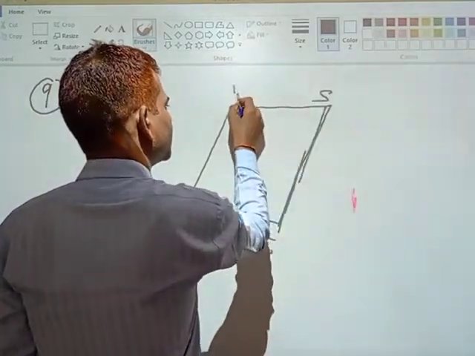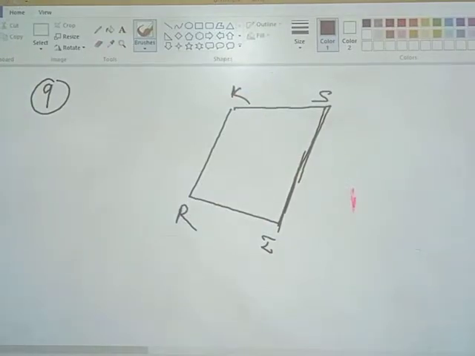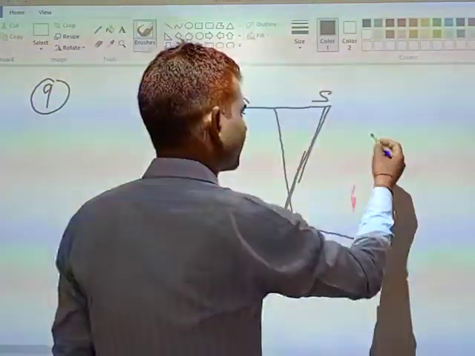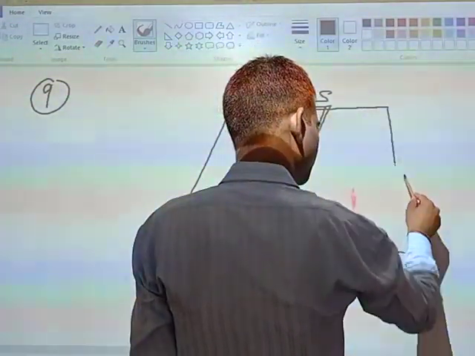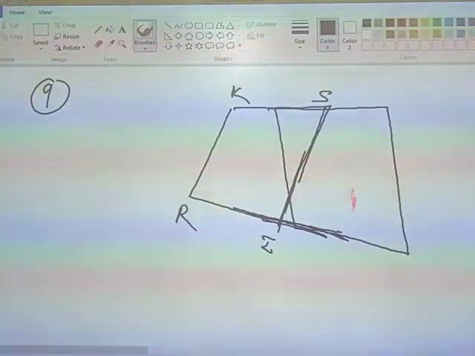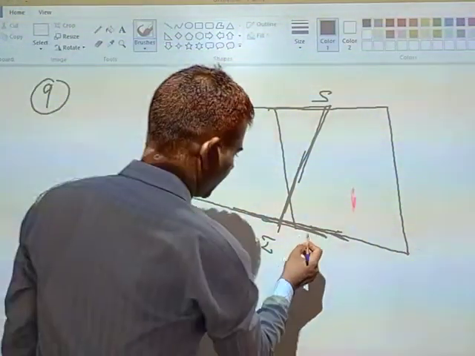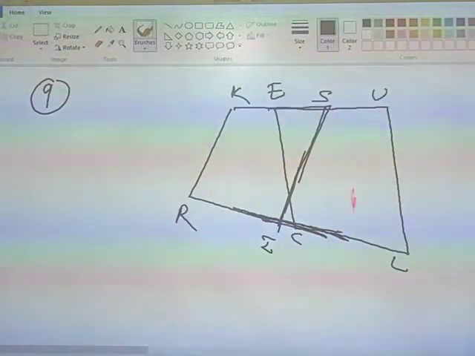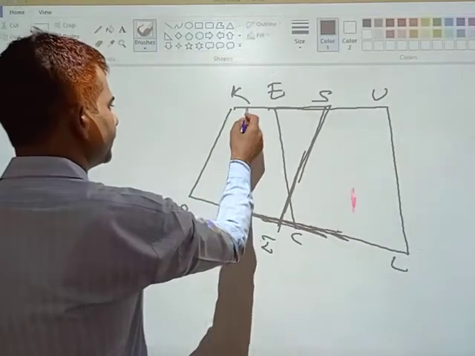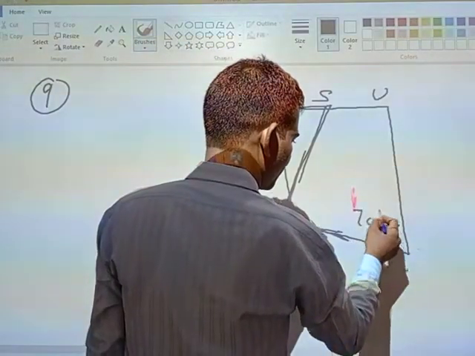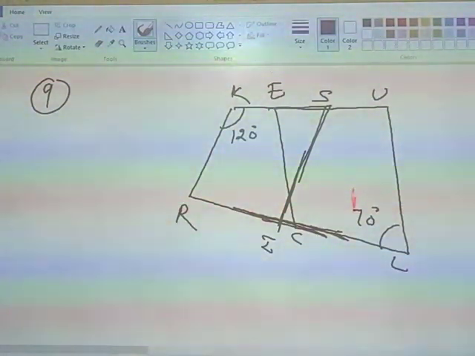RISK, R-I-S-K, and CLUE, C-L-U-E, are two parallelograms in which angle K is 120 degrees and angle L is 70 degrees. And you have to find out the value of x.